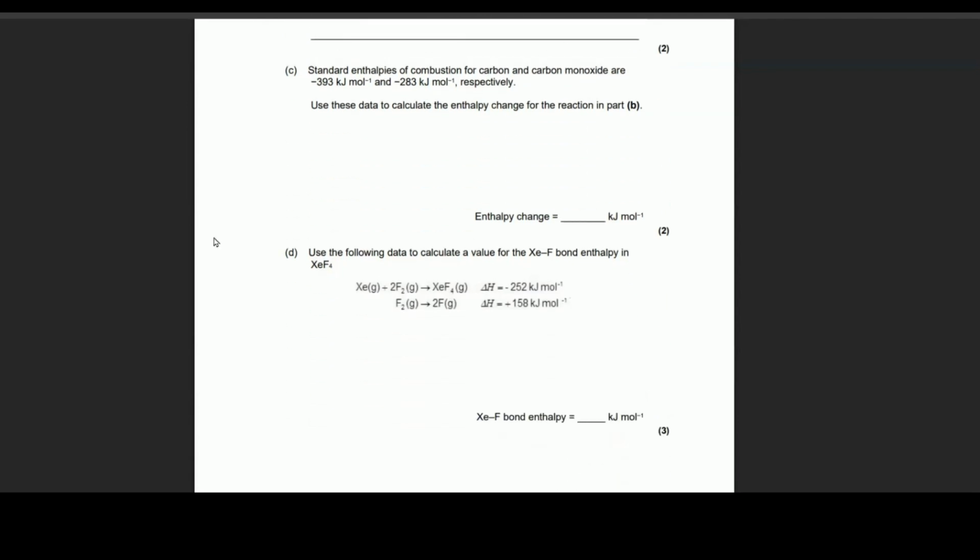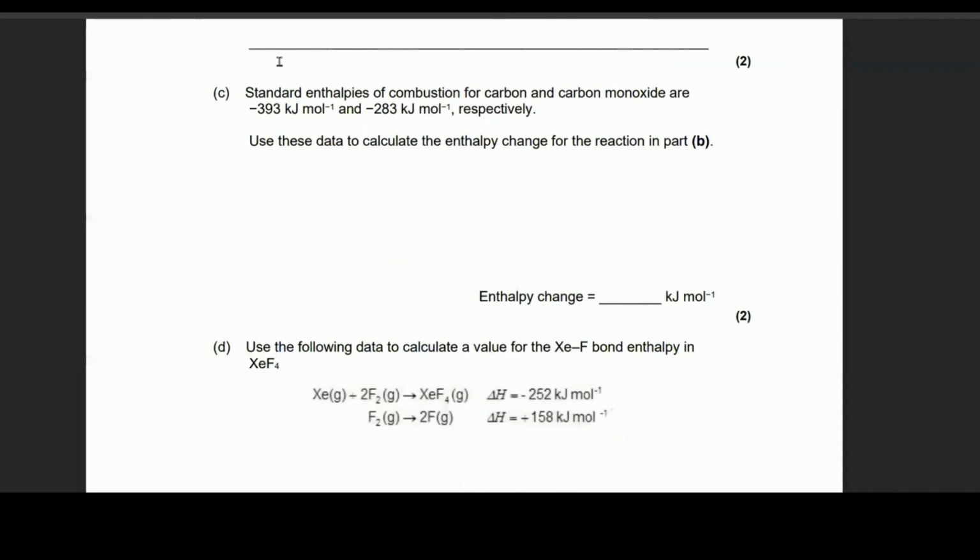Part C. I need to make this a bit bigger. I can barely see with my rummy vision. Standard enthalpies of combustion for carbon and carbon monoxide are -393 kilojoule per mole and -283 kilojoule per mole, respectively. Use these data to calculate the enthalpy change for the reaction in part B.